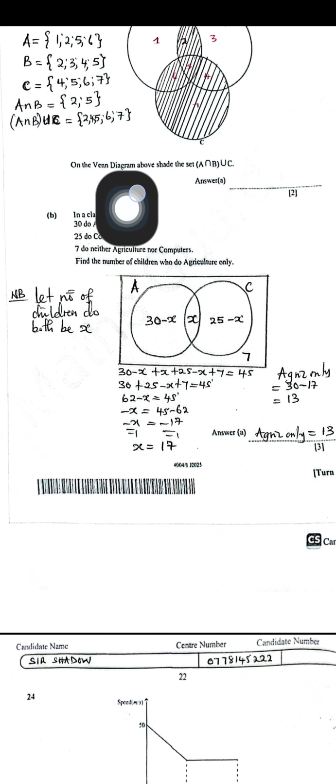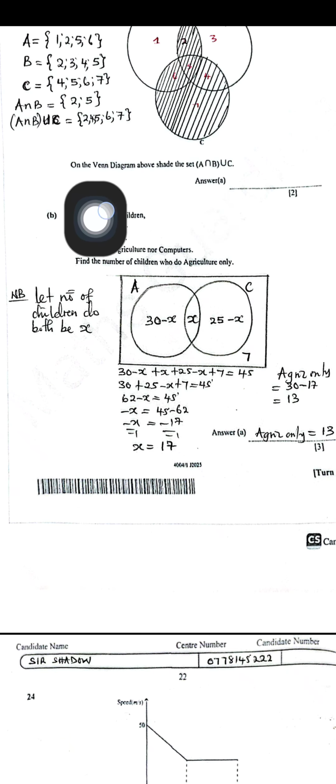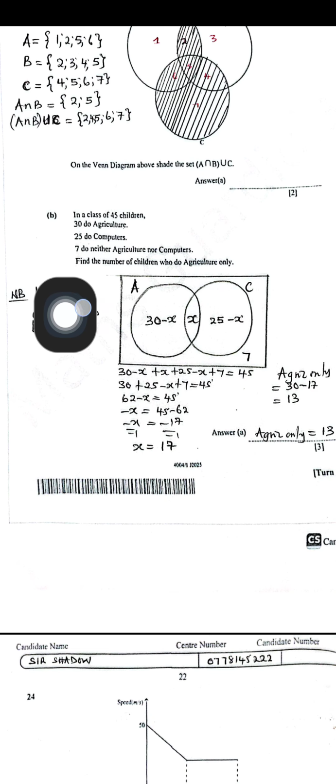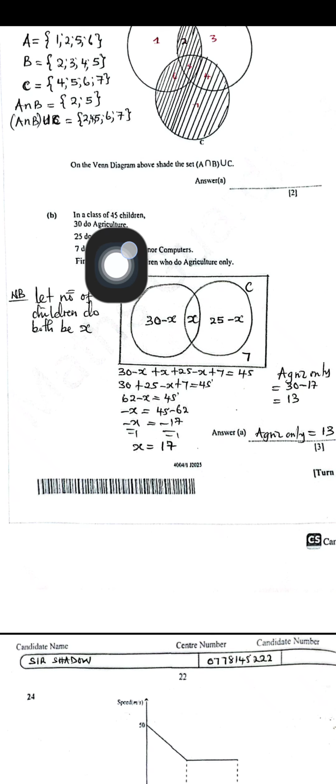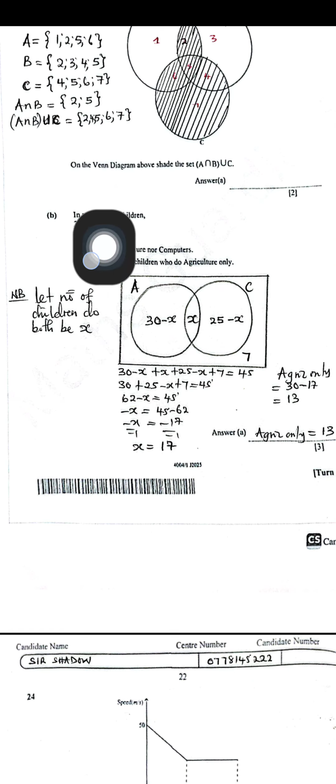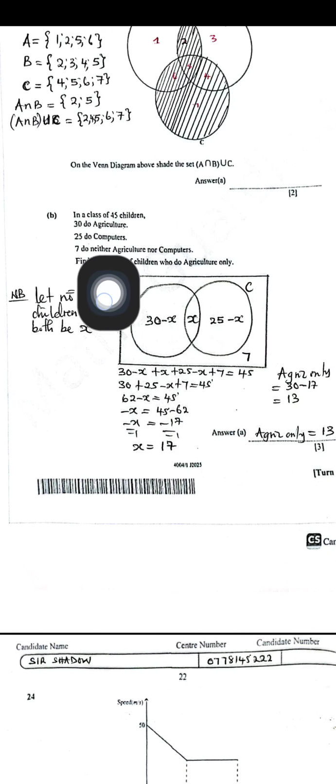Since all the children in the class are 45, but if you say 30 plus 25 plus 7, you get a number which is above 45. So meaning to say there are some learners who do both agric and computer. And there are also some learners who do agric only. There are also some learners who do computer only. And there are also some learners who do nothing.